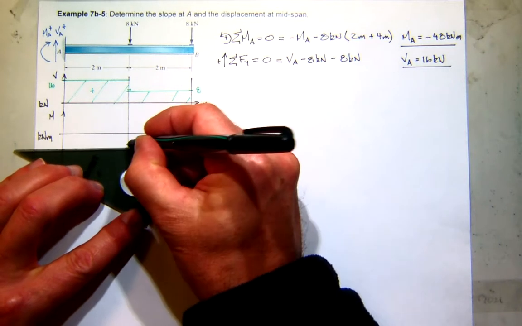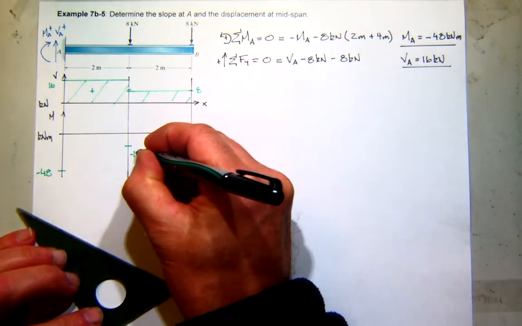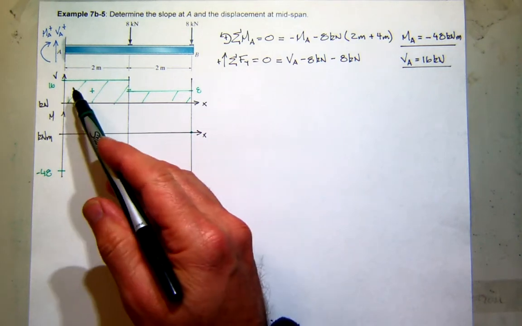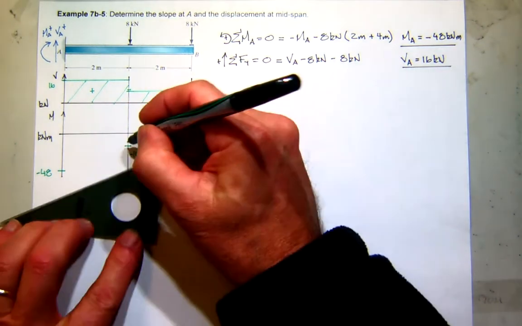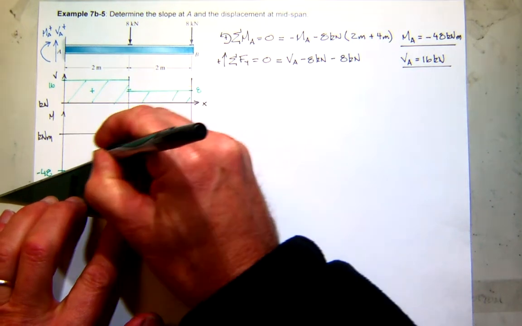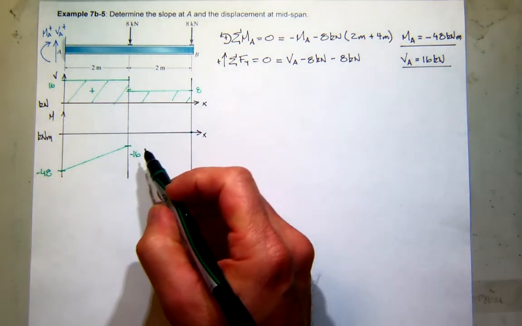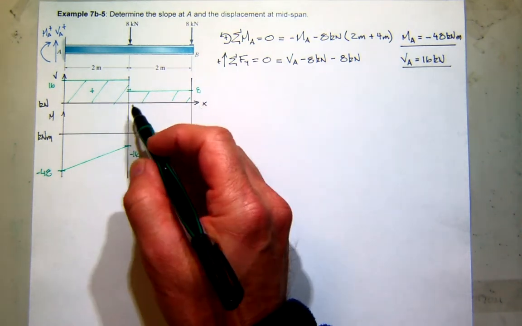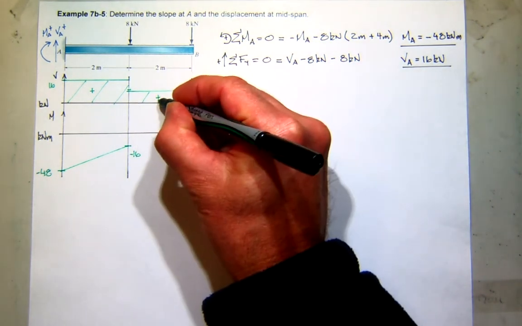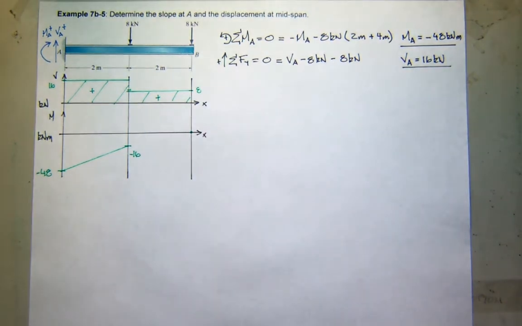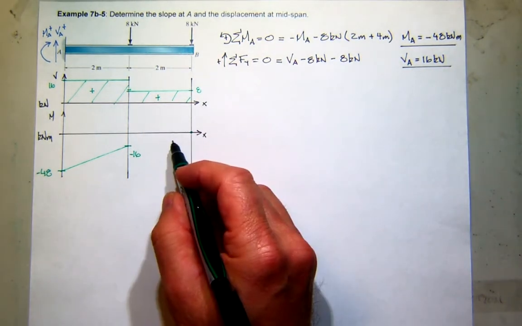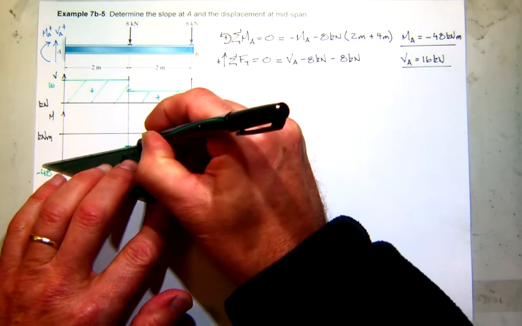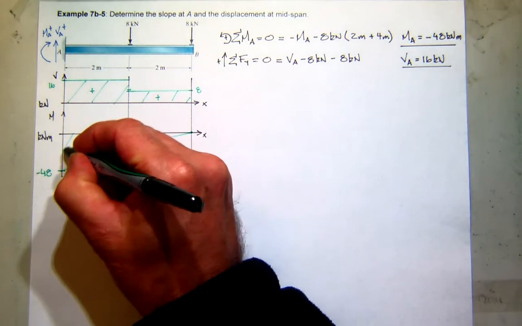Of course, the slope of this curve between these 2 points is given by the shear, and the shear is constant and positive, so the slope will be constant and positive. The change in moment from 2 to 4 is the area in the shear diagram, which is positive 16. So negative 16 plus 16 gets us to 0. That's great. And the slope of that curve is given by the shear, which again is positive and constant and has a value of 8. So there's your moment diagram.